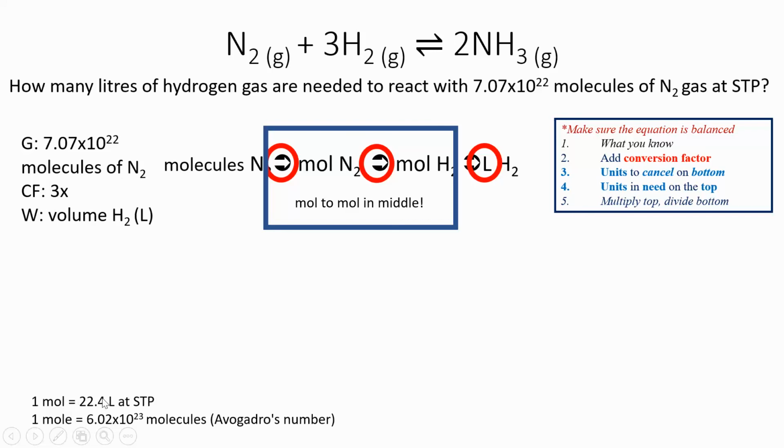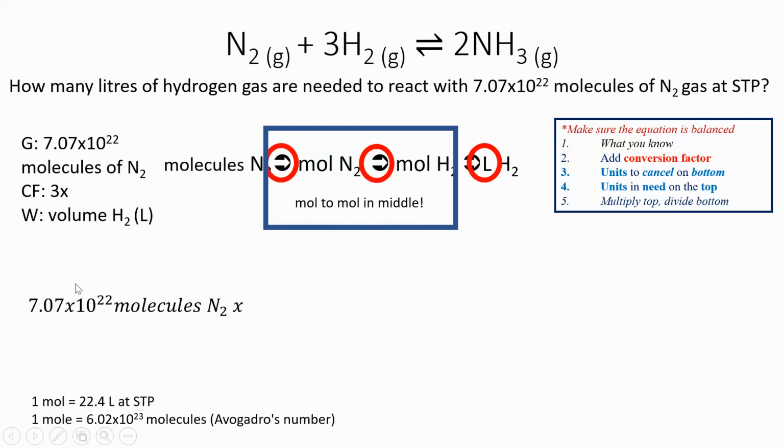So 1 mole is 22.4 liters of a gas at standard temperature and pressure, and 1 mole is also 6.02 times 10 to the 23 molecules, Avogadro's number. So our starting point here is 7.07 times 10 to the 22 molecules of nitrogen gas. Then we want to take this nitrogen gas value and find an amount of moles of nitrogen gas.